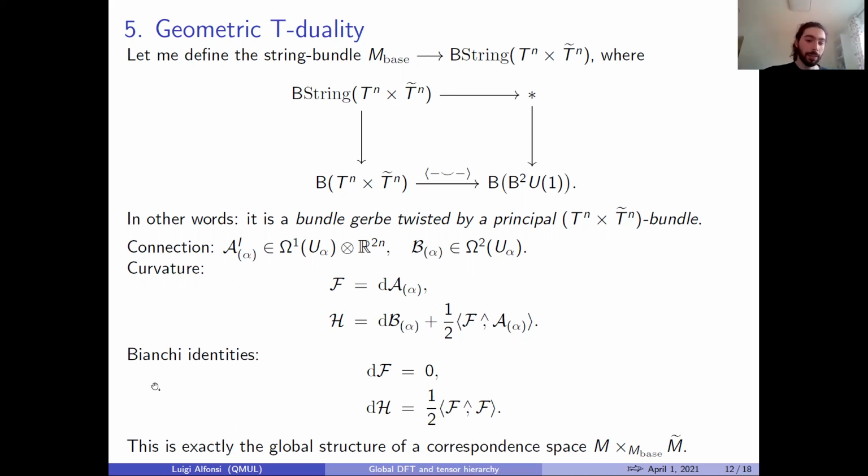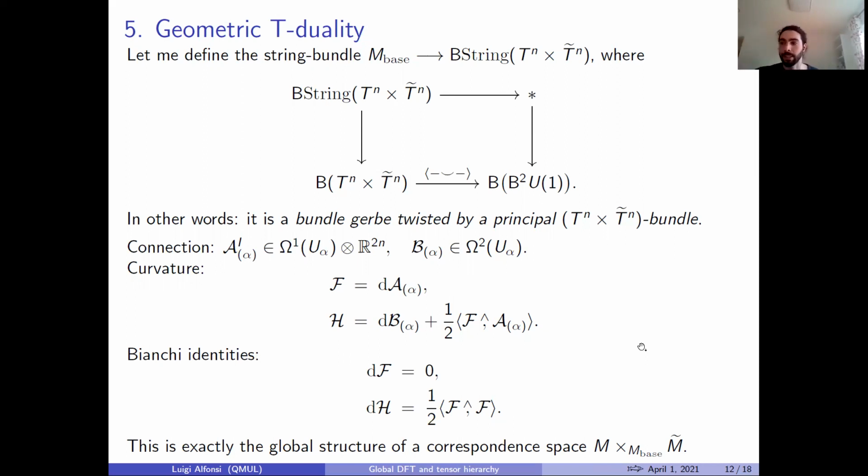But the thing is that this field structure is exactly the global structure of a correspondence space in topological T-duality. So not any T-duality, of course, just specifically topological T-duality, where M is one space-time and this is its dual, and we consider the fiber product of them, thus the correspondence space of the topological T-duality. And that's not the end of the story, because we also have a higher field H, and its connection is B, which has these field equations.